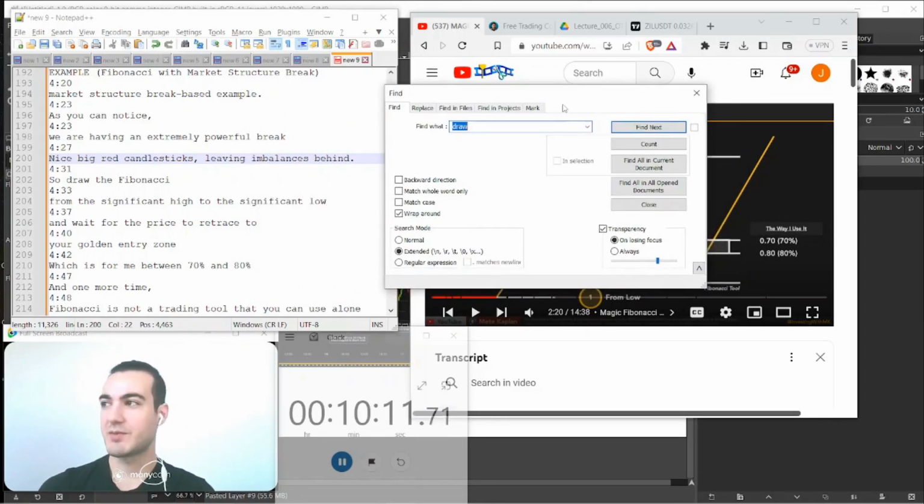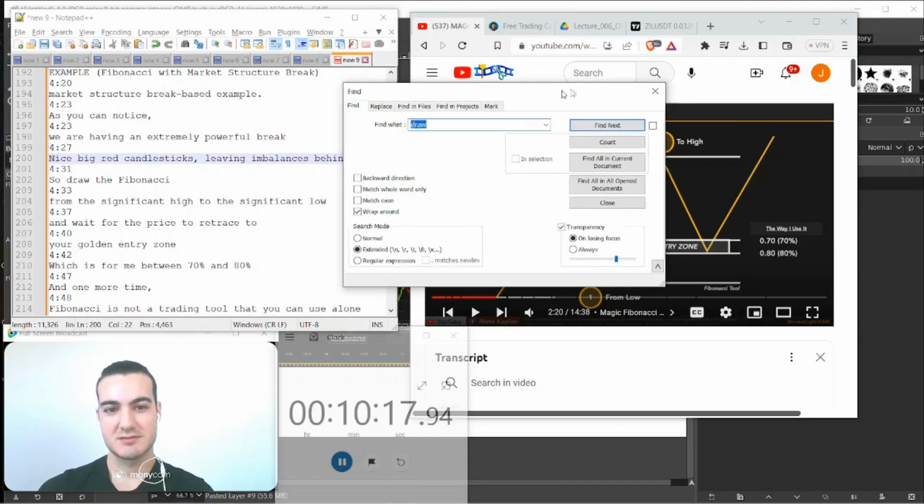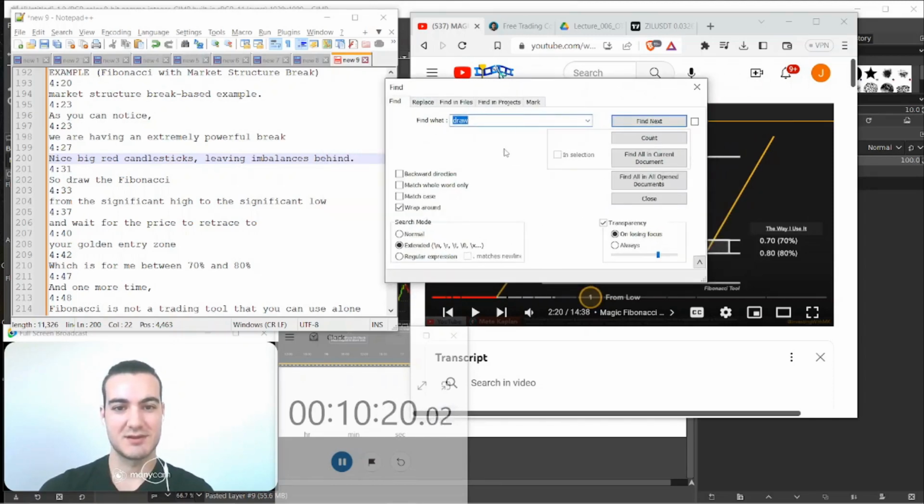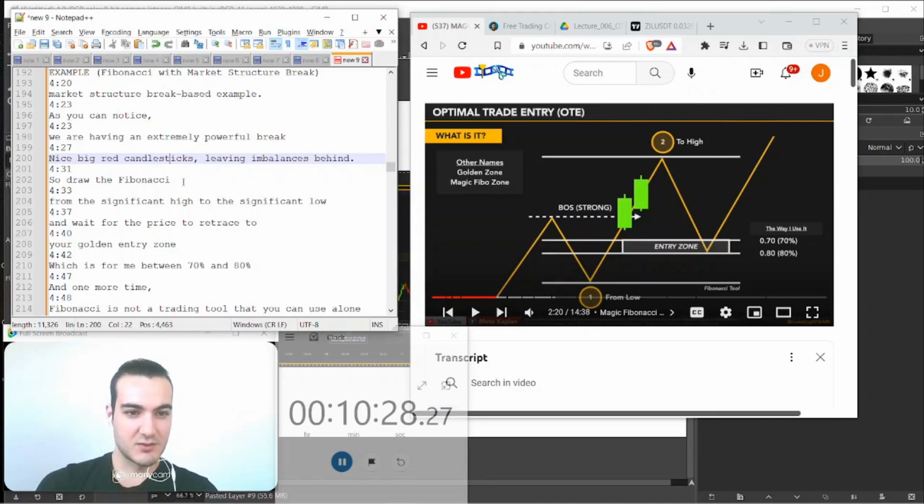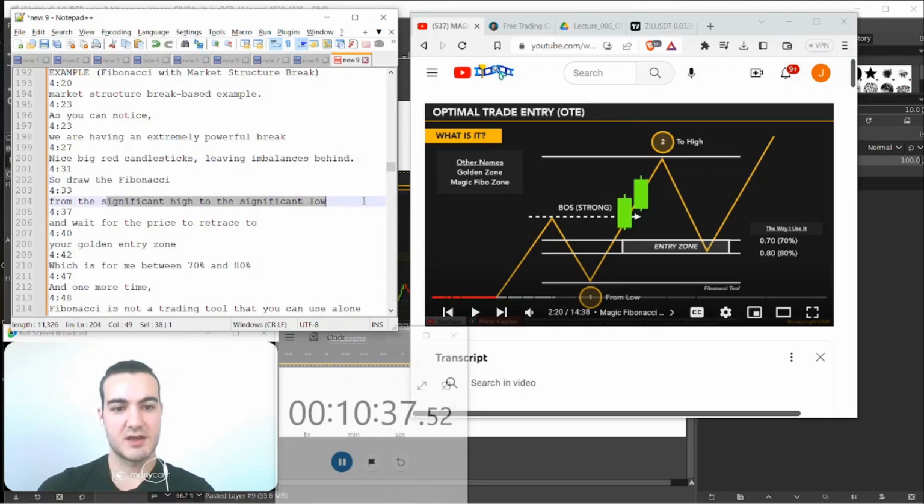And I will say another benefit of grabbing the transcript from a video is you can use a text finding utility like Control-F to find specific words you're looking for, like draw. I want to see what he says about drawing. Here we go. Significant high, significant low. It's kind of obvious, but I want to see it anyway.